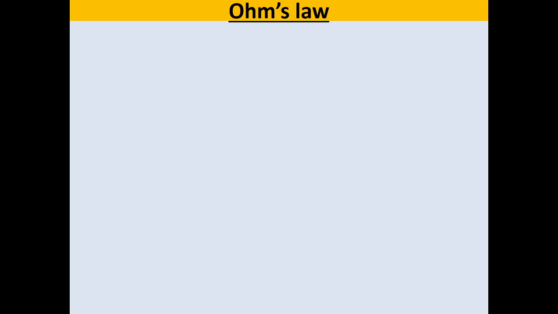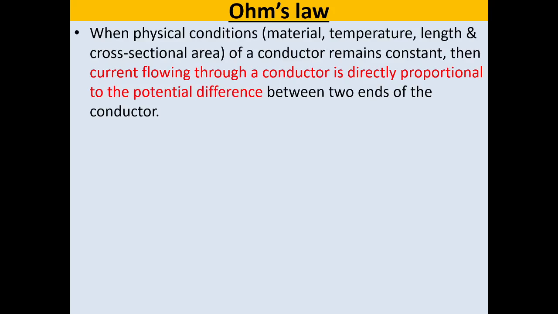Let us study Ohm's law. Before studying Ohm's law, we should know the various parameters related to a conductor. If we consider various parameters of a conductor like material, temperature, length, and its cross-sectional area, and all these physical conditions remain constant, then the current flowing through a conductor is directly proportional to the potential difference between the two ends of the conductor. That is, there is a direct relation between current and potential difference.